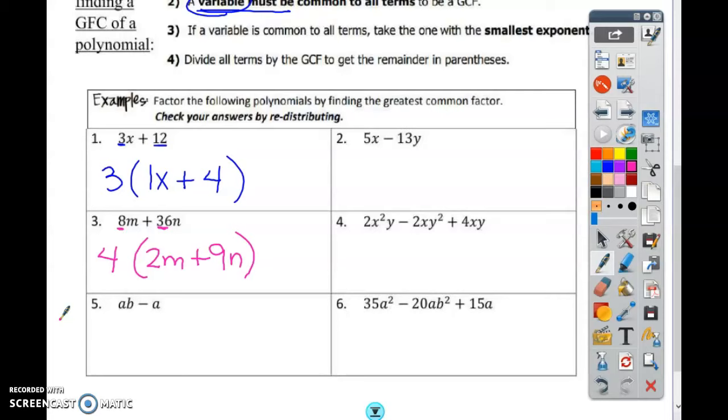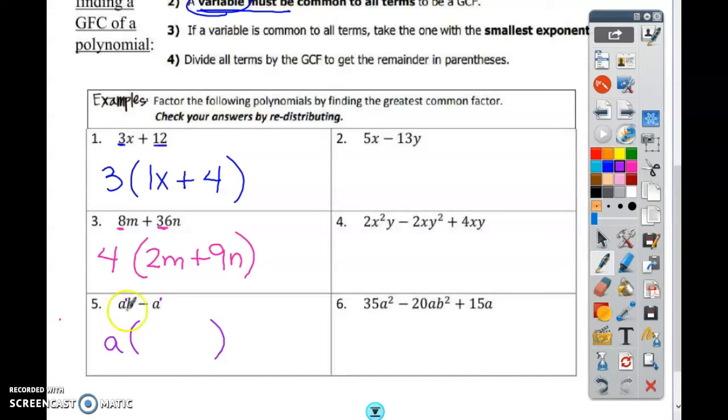Let's do problem number 5. What do these two have in common? An A, right? They both have an A. There's an A here, one A, and there's an A here. So I can take out an A. Take it out. One A from both of them.